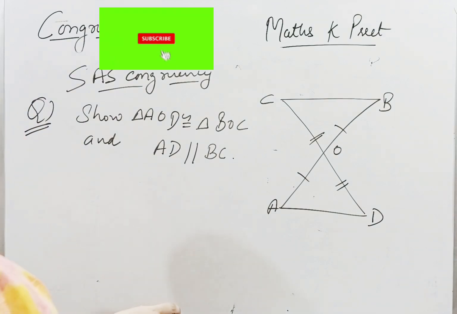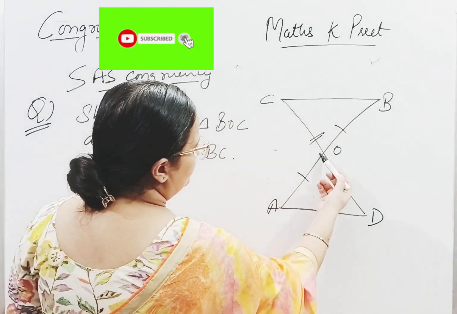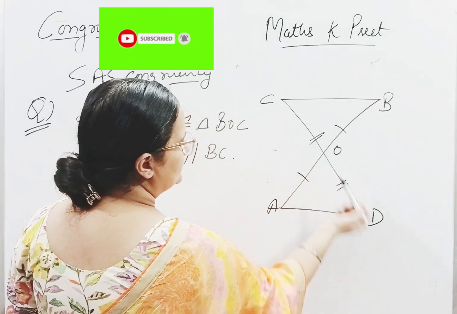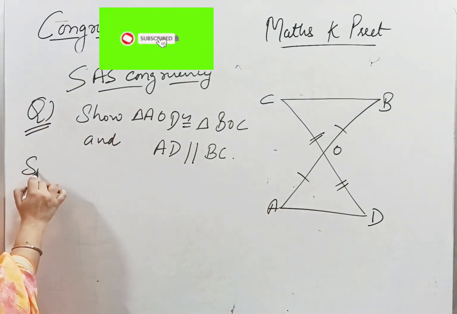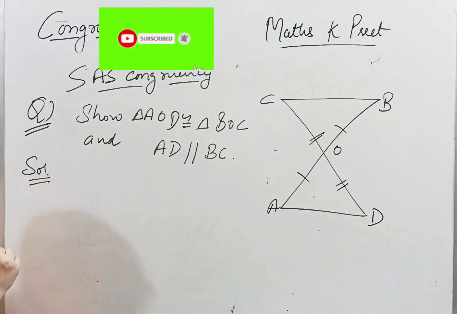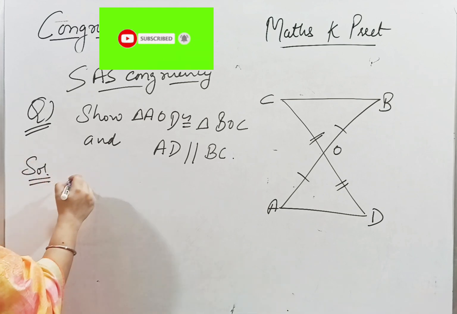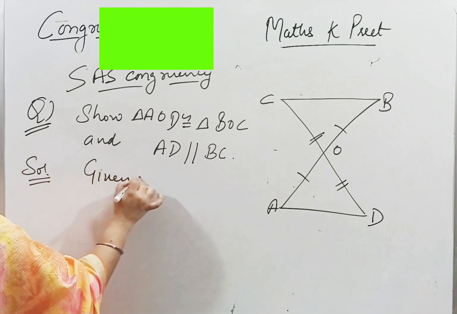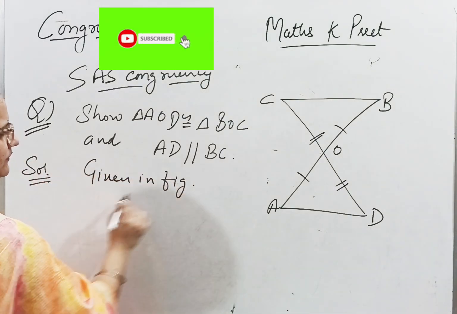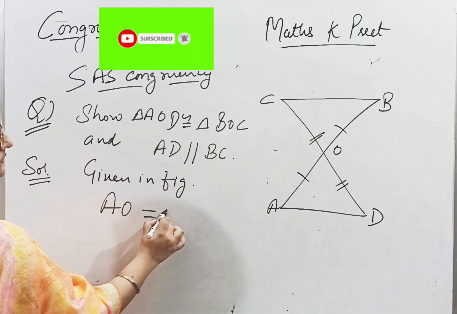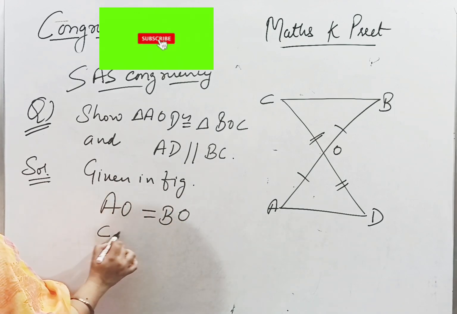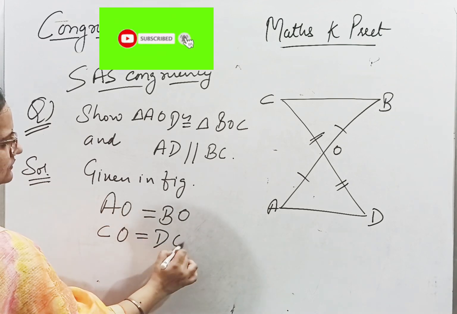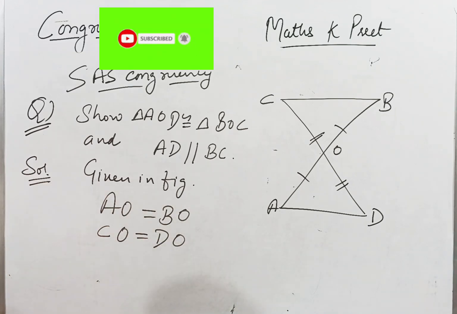Now this figure is given to us. It's given that AO is equal to BO and CO is equal to DO. From the figure it is clear to us. Let's see how to prove the result. So given in figure: AO is equal to BO and CO is equal to DO. This is given to us in the figure.